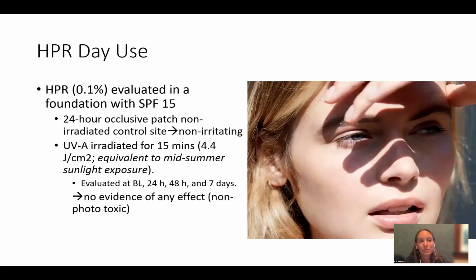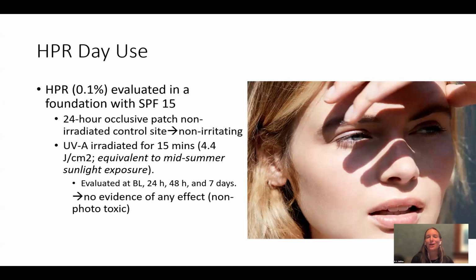The last thing that's super interesting about this ingredient technology is that HPR can be used during the day. In this study, they had individuals do, again, another occlusive patch. They irradiated the skin for 15 minutes, which is the equivalent of a midsummer sunlight exposure.